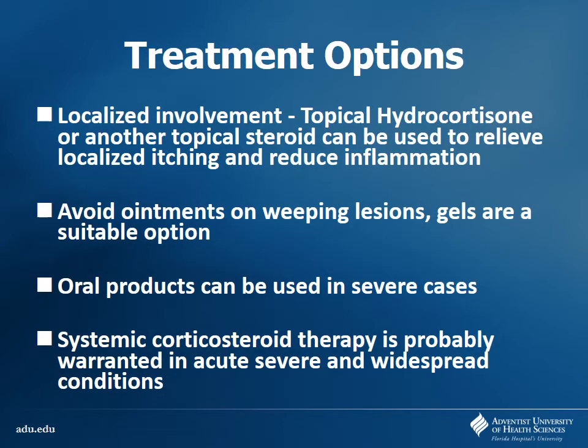So again, typically you're going to find with just localized involvement, so kind of small amount of body area surface we're talking about here, things like topical hydrocortisone or some other topical steroid can be used kind of as a first line. This helps to relieve a lot of the itching and the inflammation. If there is a weeping lesion, because that is pretty wet already, ointments may not be the best option there. Gels may be a little bit better suitable option. They tend to be more alcohol based and tend to dry a little bit better.